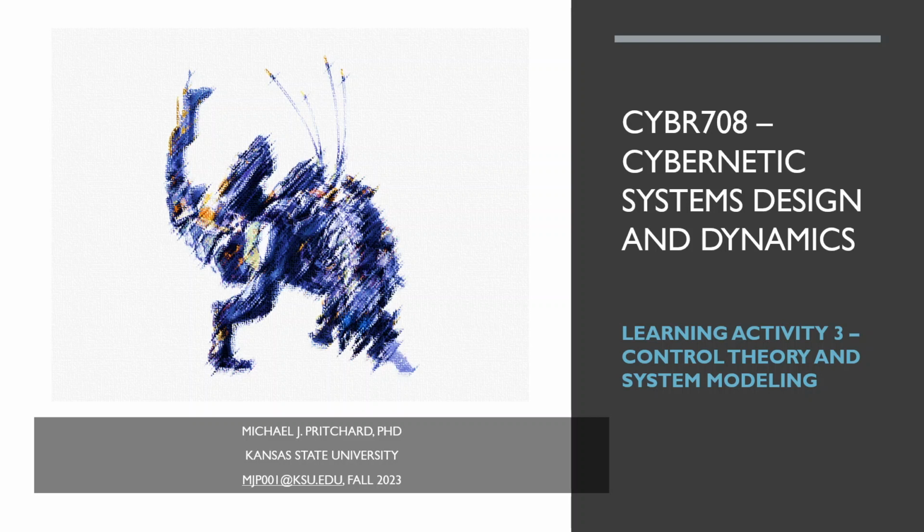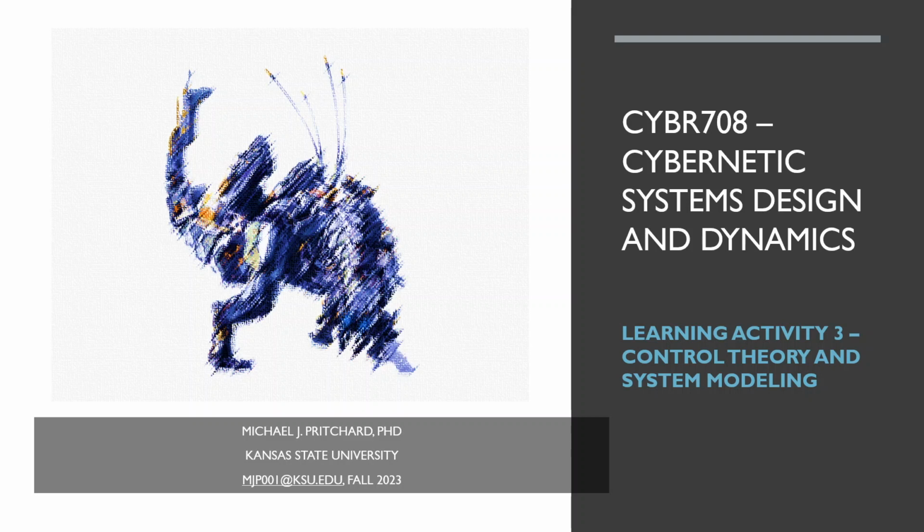This is Learning Activity 3 where we're going to go into control theory and system modeling. This will be a shorter lecture because I don't want to take too much of your time this week on longer lectures. I've got a lab that we have to run through. So I'll spend a little bit of time on a little bit more info on control theory and then a little bit on system modeling, and then we'll jump over to the lab this week.